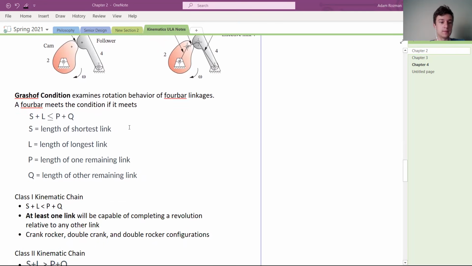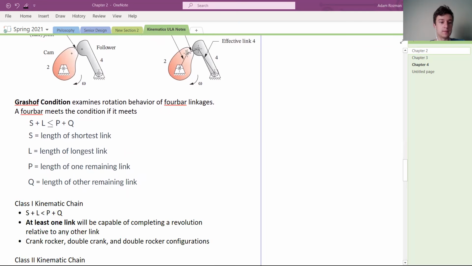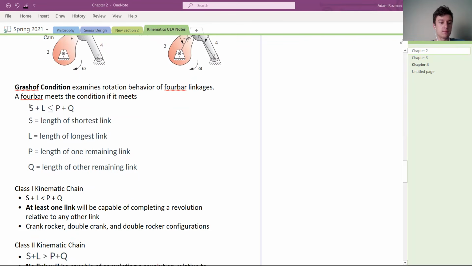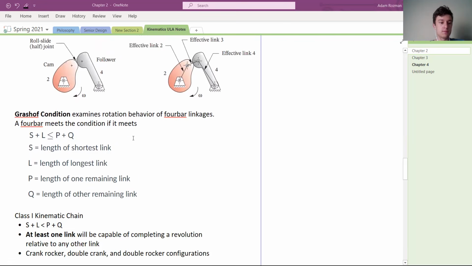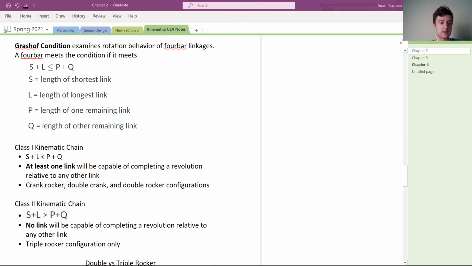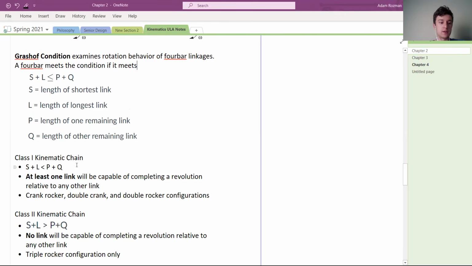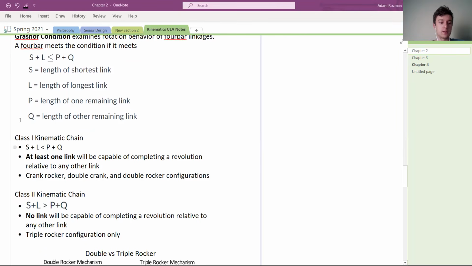The Grashof condition basically fundamentally just determines whether at least one link can make a full rotation. So S plus L, the shortest length plus the longest length, is less than or equal to the other 2 links. If it's less than or equal to, you can classify it as Grashof generally. And then you can make 2 different divisions: if it's less than, it kind of just determines the different 4-bar configurations you can have.